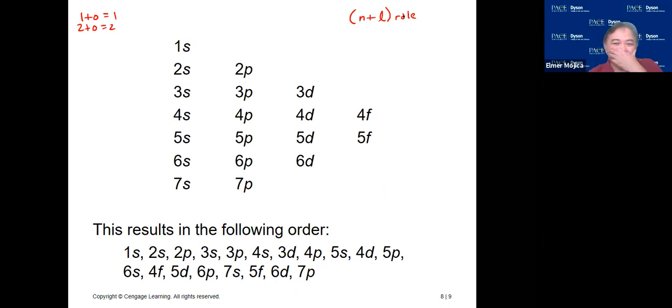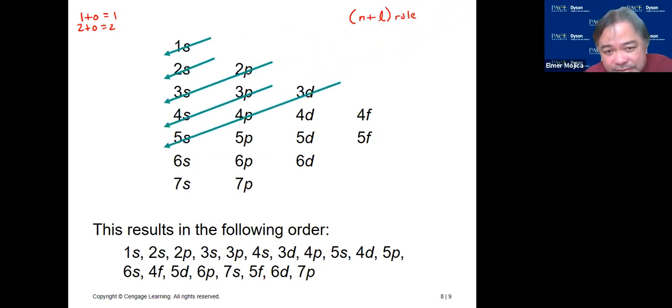Or the way that I teach my students is you write all the s in one column, then the p in another column, then the d in another column, with each principal quantum number on the same row. And what you do, you draw the arrows diagonally. Now, let's try to follow the n+l rule and see if the sequence is the same.